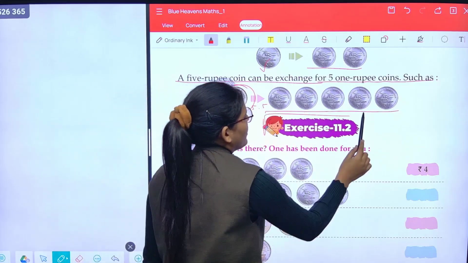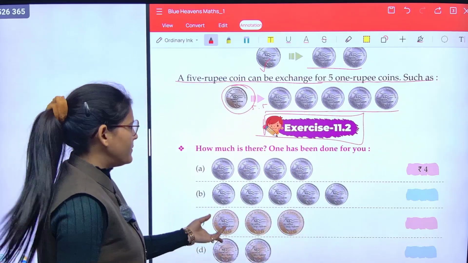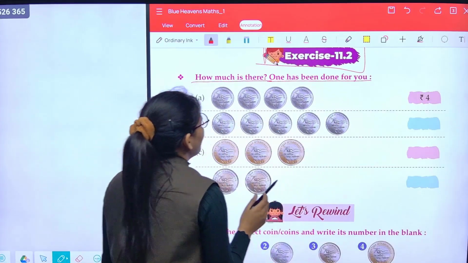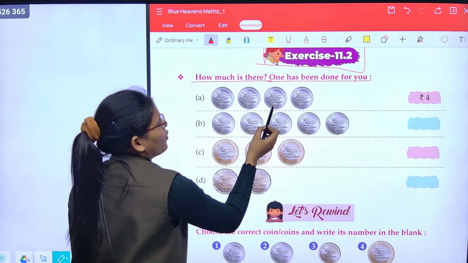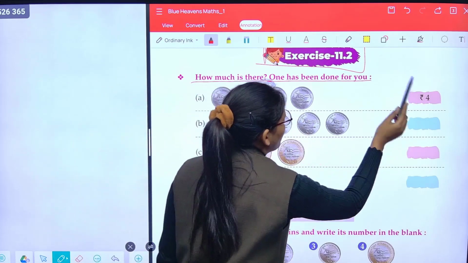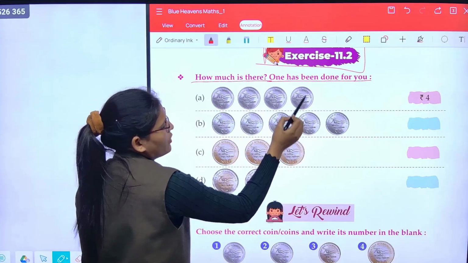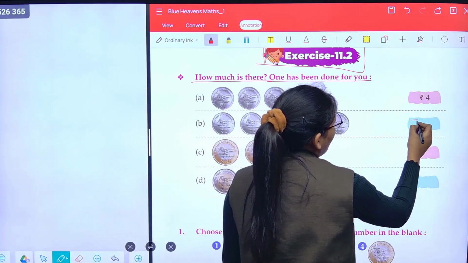Now come on exercise 11.2. Now class, how much is there? 1 has been done for you. Now class, 1 plus 1 is 2, 2 plus 1 is 3, 3 plus 1 is 4 rupees. Now 2 plus 2 is 4, 4 plus 2 is 6, 6 plus 2 is 8, 8 plus 2 is 10, 10 rupees.